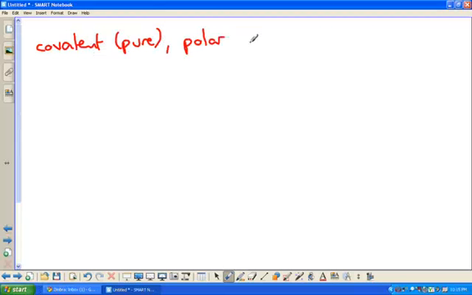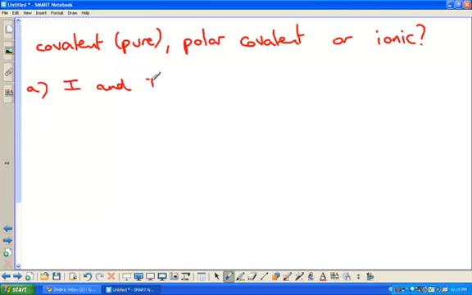Polar covalent or ionic. So which one of those three is it? And we need an electronegativity table for this. The first one we have is iodine and iodine. Well, this one's actually pretty easy because you've got two atoms of the same element. If it's two atoms of the same element, the electronegativity difference is by definition going to be 0. Therefore, that's just covalent. The electrons are shared equally between each iodine.